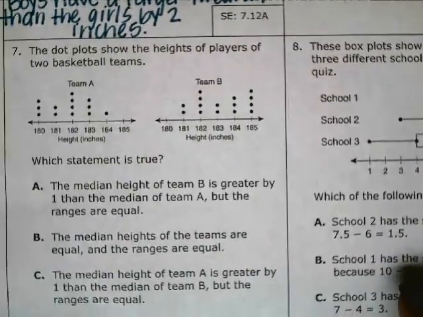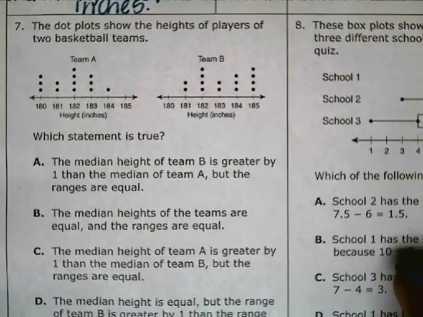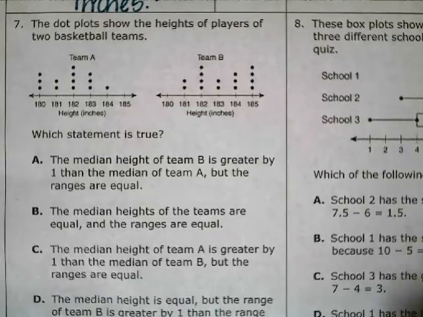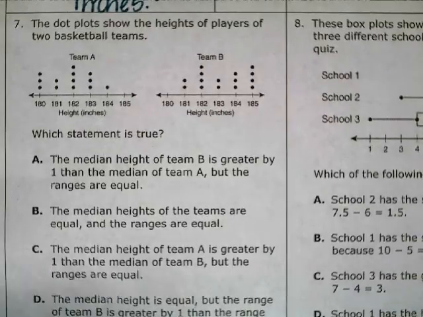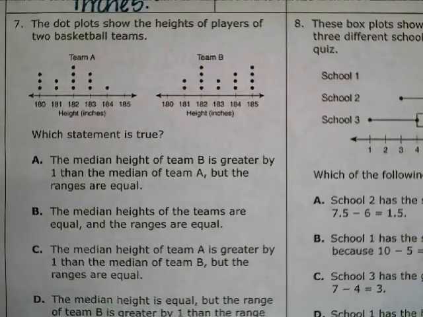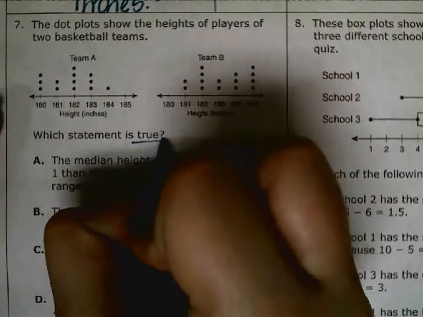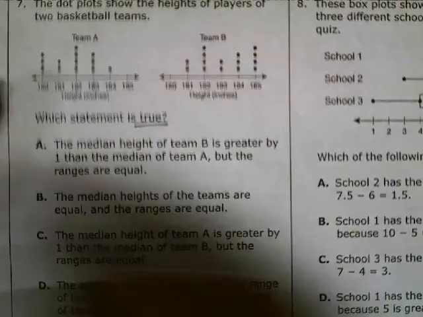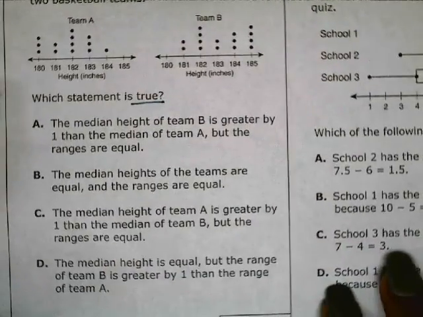Answer choice 7. Question 7. The dot plots show the heights of players of 2 basketball teams. Which statement is true? Let's check out what we're looking for.